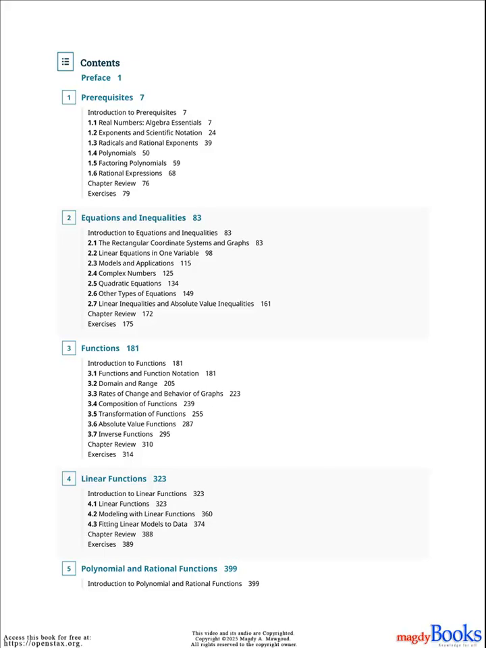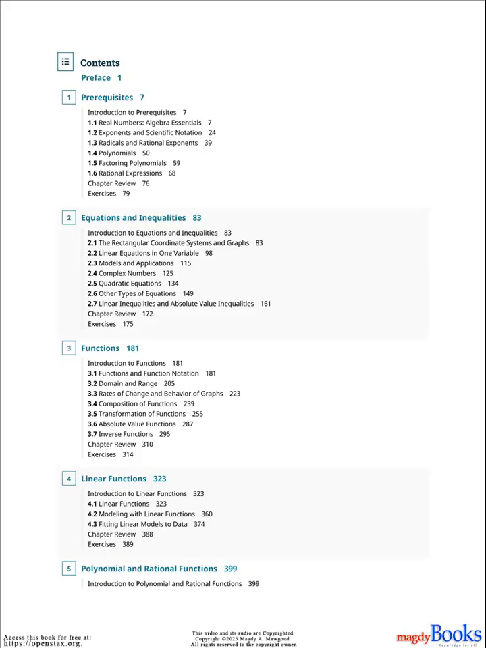Exercises. 2. Equations and Inequalities. Introduction to Equations and Inequalities. 2.1. The Rectangular Coordinate Systems and Graphs. 2.2. Linear Equations in One Variable. 2.3. Models and Applications. 2.4. Complex Numbers. 2.5. Quadratic Equations. 2.6. Other Types of Equations. 2.7. Linear Inequalities and Absolute Value Inequalities. Chapter Review. Exercises. 3. Functions.